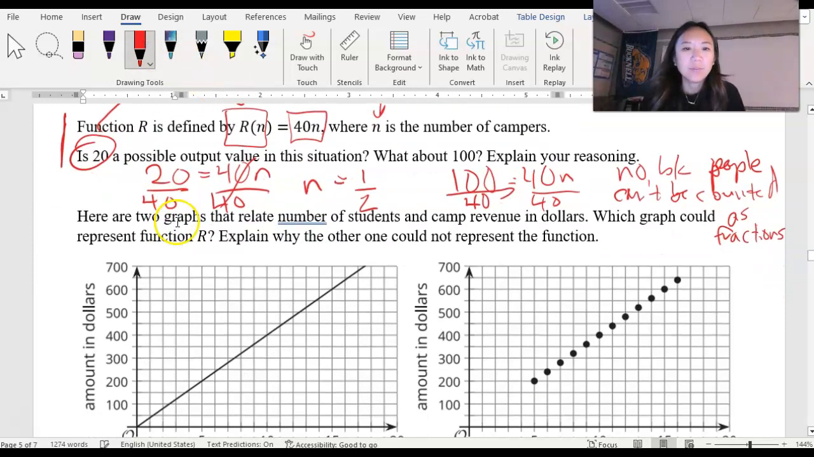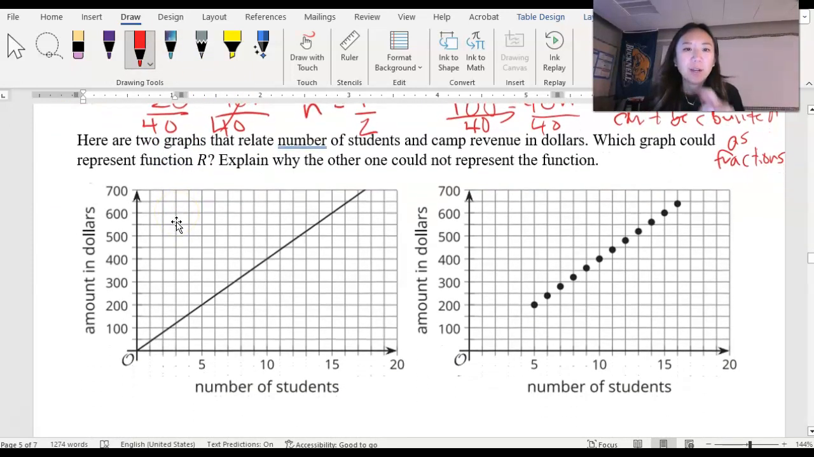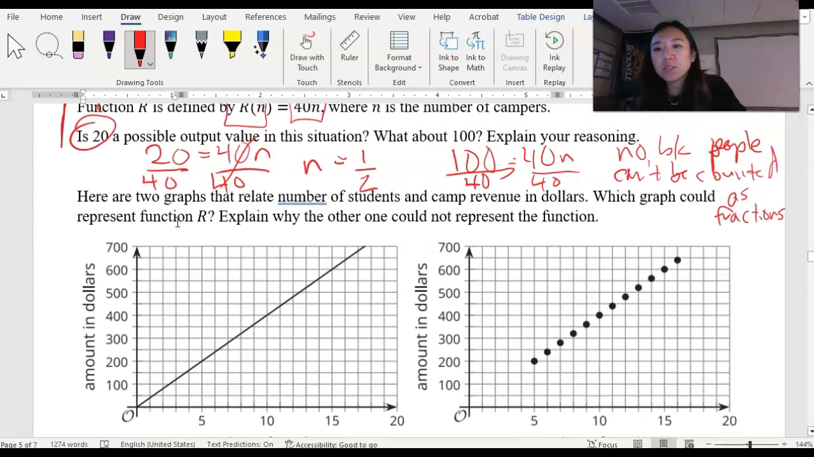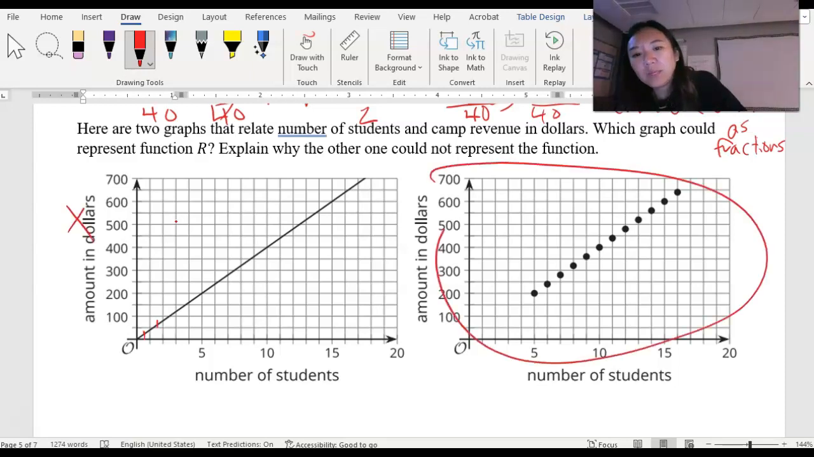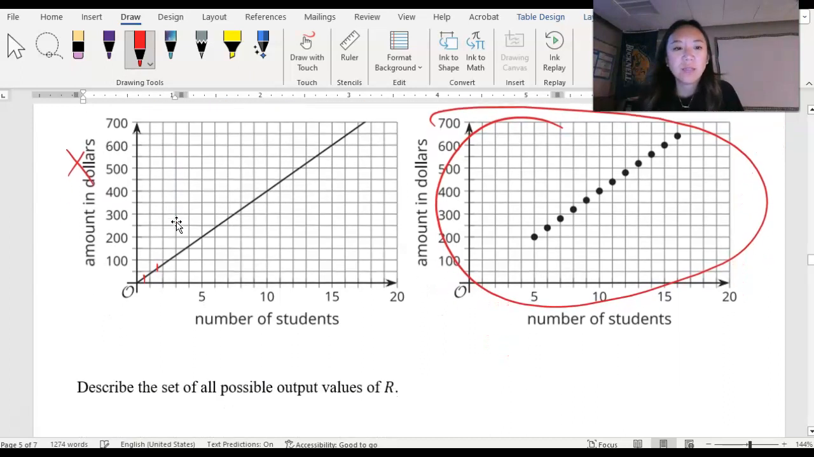All right, they have to be integers. It says here are two graphs that relate number of students and camp revenue in dollars. Which graph could represent function r? So as we just discussed, we can't have any half people or quarter people. And so this line includes every space between the whole numbers here. It includes 1/2. It includes 3/4, right? And so this graph would not be it. It would be this graph that shows us that.